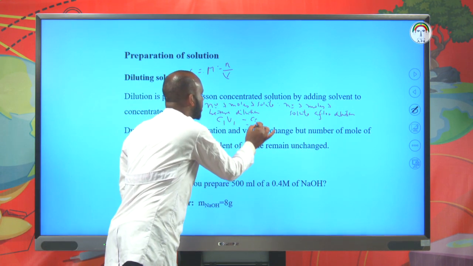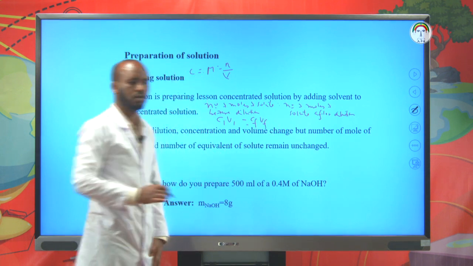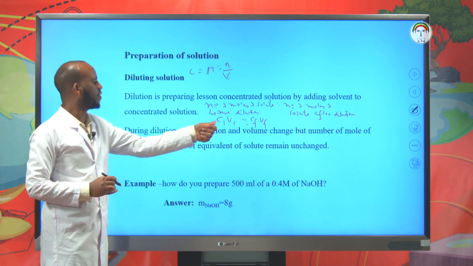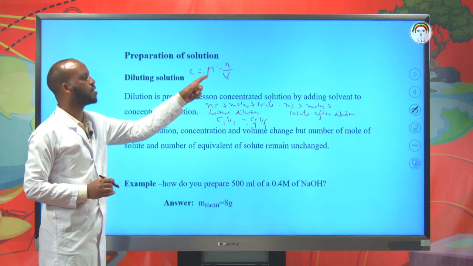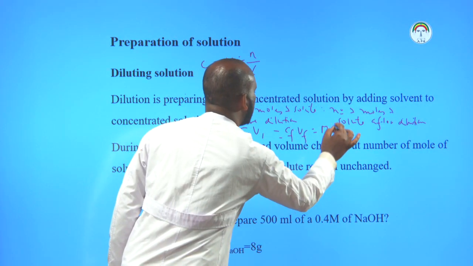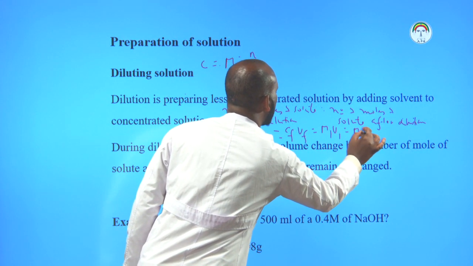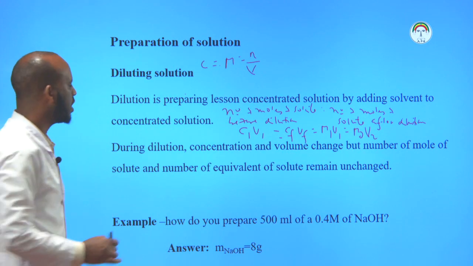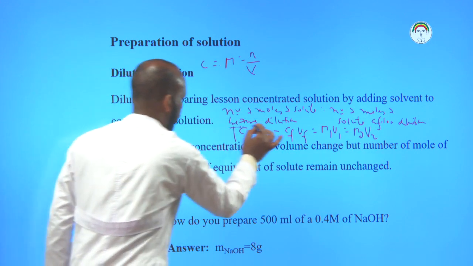which is final concentration times final volume, C final times V final. Most of the time, concentration of a solution is given by molarity. You can write this as M1 times V1 equal M2 times V2, final volume. This is the dilution equation.